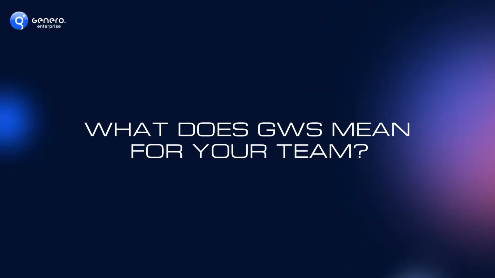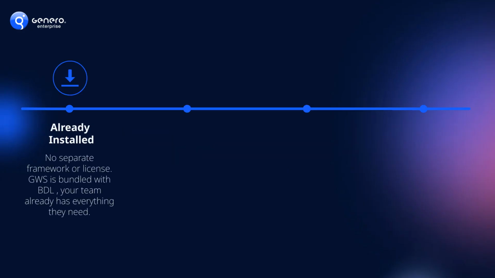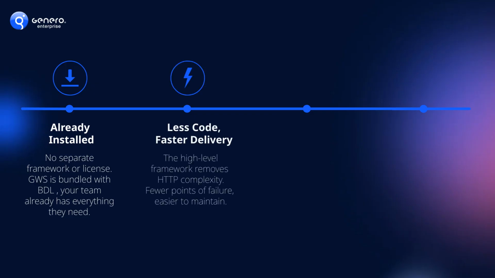So, what does Genero Web Services mean in practice for your team? First, there's no separate framework to install or license. It is bundled along with Genero BDL. If your team is writing Genero applications, they already have everything they need to start building web services. Second, the high-level framework removes a significant amount of complexity. Your developers write Genero functions with a handful of attributes, and Genero Web Services handles the HTTP layer. That means faster development, fewer points of failure, and code that's much easier to maintain.